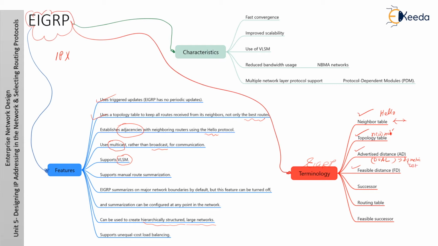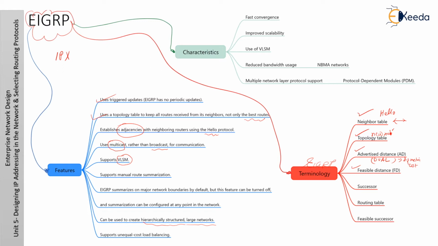To select an efficient loop-free path, the lowest cost route is calculated by adding the cost between the next hop router and the destination, referred to as the advertised distance, to the cost between the local router and the next hop router. The sum of these costs is referred to as the feasible distance.